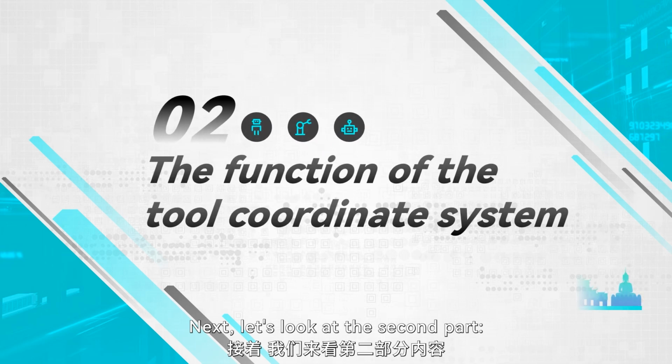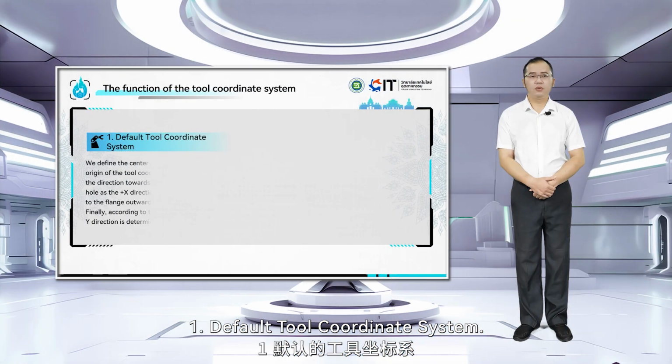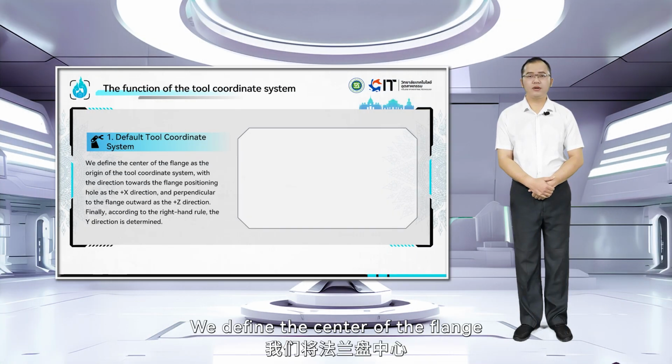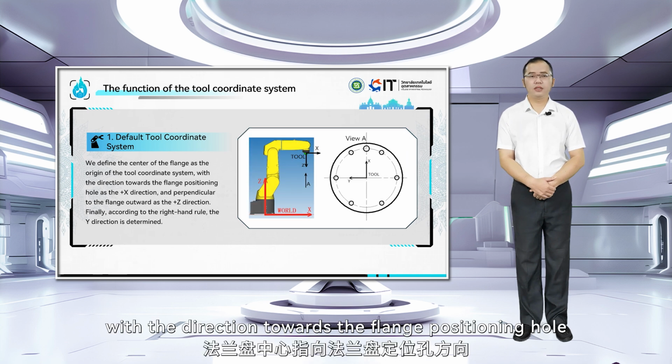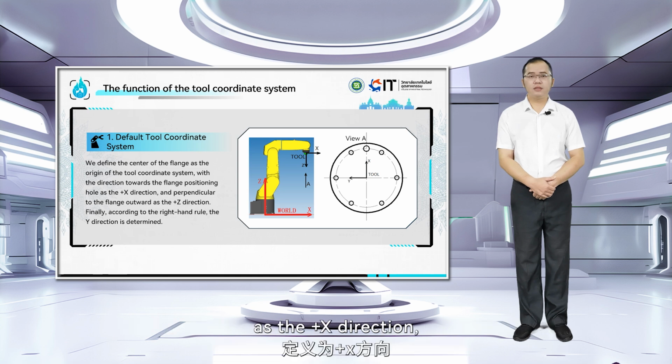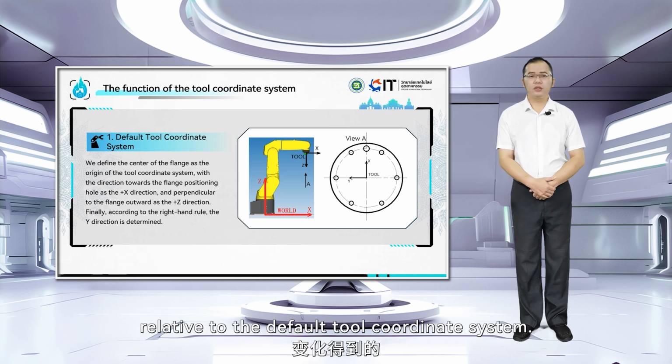Next, let's look at the second part, the function of the tool coordinate system. 1. Default tool coordinate system. We define the center of the flange as the origin of the tool coordinate system, with the direction towards the flange positioning hole as the plus X direction, and perpendicular to the flange outward as the plus Z direction. Finally, according to the right-hand rule, the Y direction is determined. New tool coordinate systems are derived from changes relative to the default tool coordinate system.